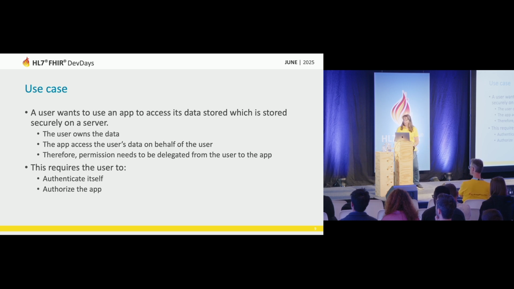But we don't want the app to get all of the permissions that the user might have. So what's needed here is that we need to know who the user is. So we need the user to authenticate itself. And we then also need to authorize the app for the permissions that we want to allow.